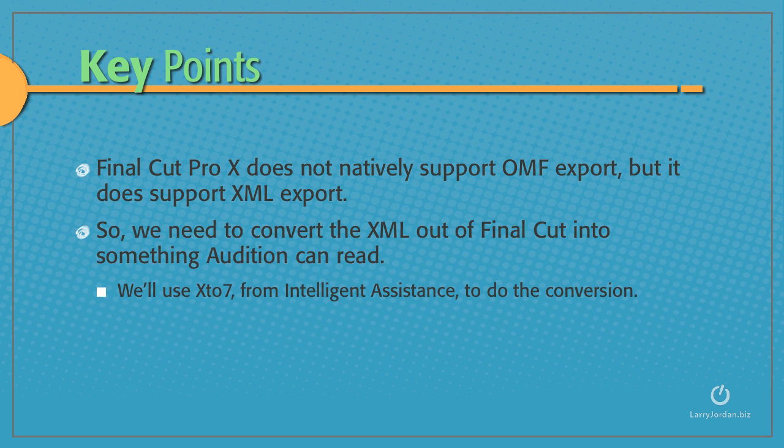Final Cut does not natively support OMF export, but it does support XML export, so we need to convert the XML out of Final Cut into something Audition can read. To do this, we'll use X27, a utility from Intelligent Assistants, to do this conversion.